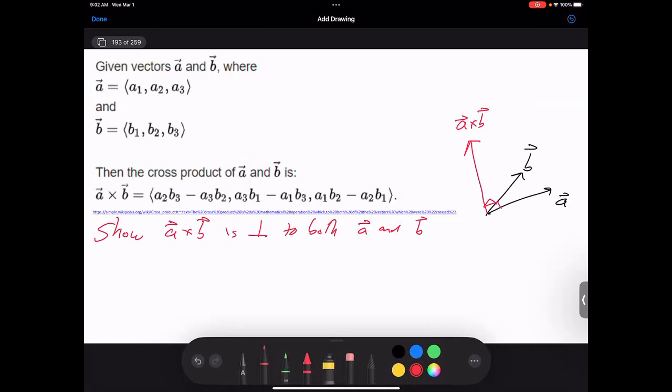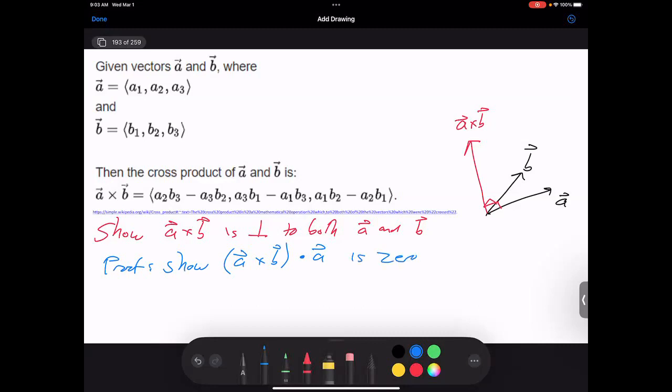Does anybody know how we might be able to prove that A cross B is perpendicular to both A and B? How could we prove that? Yeah, just take the dot product. Somebody tells you that it's perpendicular. Well, we can just compute the dot product. So the proof: show A cross B dotted with A is 0.